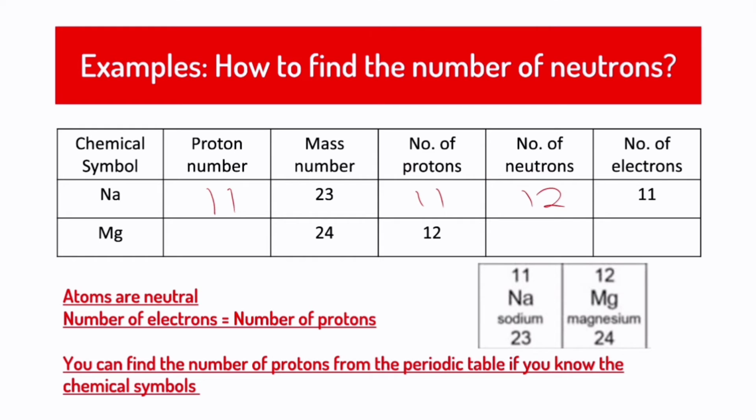Okay, so for magnesium, simple. Number of protons is equal to 12 and the number of neutrons, take 24, subtract it with 12, and you will get 12. So as magnesium is neutral, number of electrons is equal to number of protons. The number of electrons is also equal to 12.